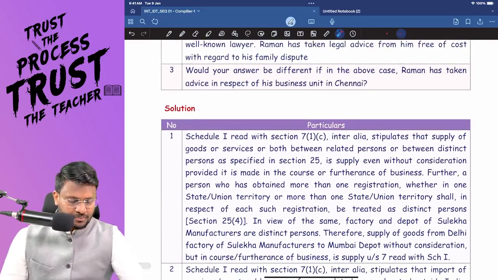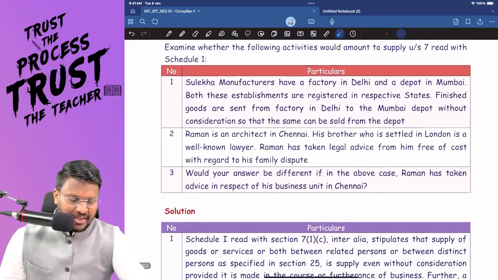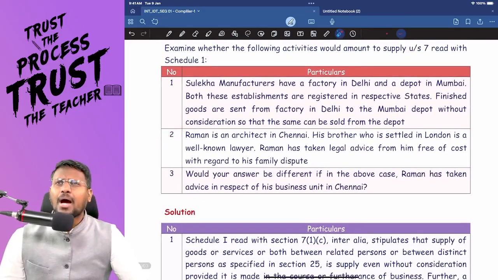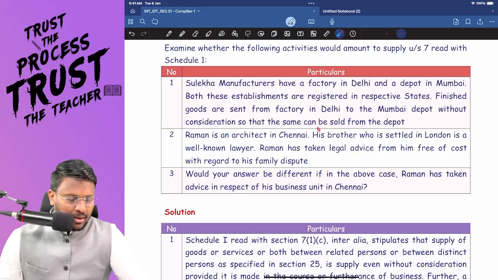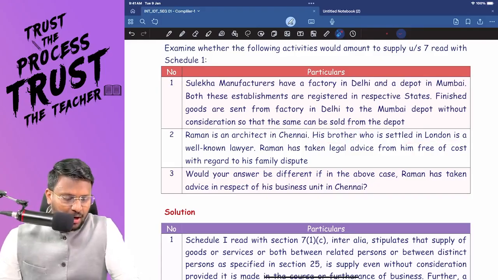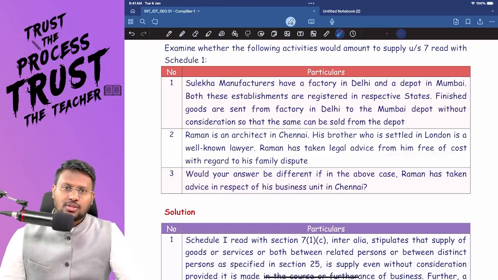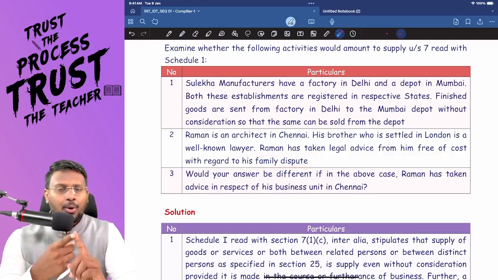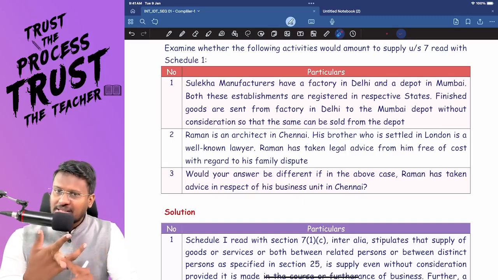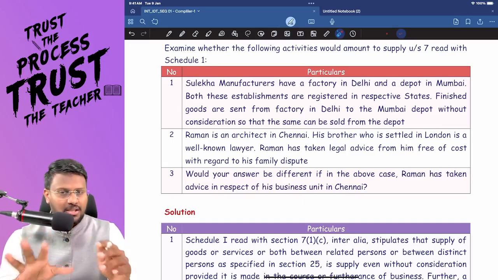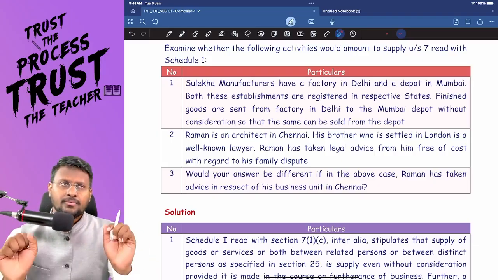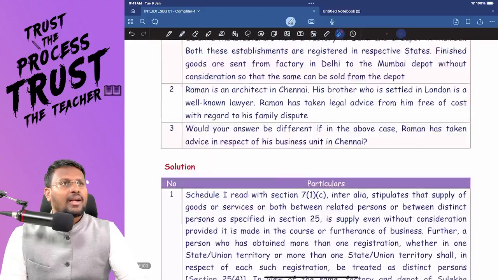Very comfortable. Coming to the second part. Sir, Raman is an architect in Chennai. His brother, a member of the same family, who is settled in London, outside India, is a well-known lawyer. Raman has taken legal advice from him, free of cost, with regard to his dispute. That means there is an importation of services without consideration from a related or distinct person, but it is not in the course or furtherance of business. Because of this, it will not be tantamount to a supply.